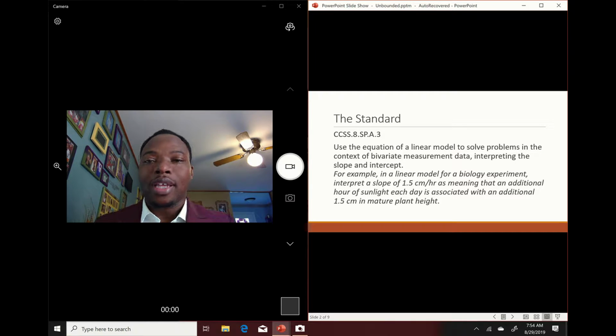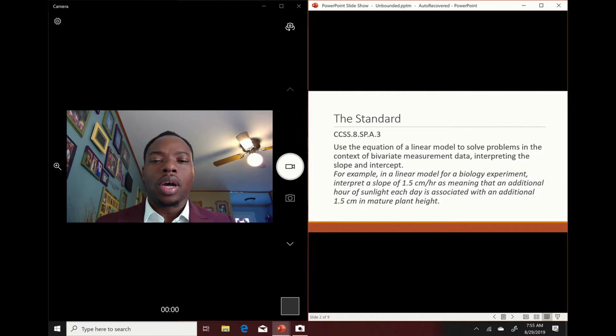And then as all the standards do, it kind of gives you an example of what they're looking for. But we're going to dig in and really pull out how to get the best from your students when it comes to a standard like this one. So the focus on this standard is the interpreting of the slope and the intercept.